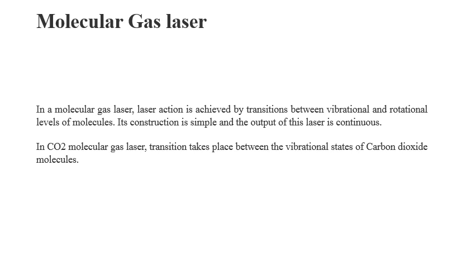Construction of this laser is simple and output of the laser is most of the time continuous because it is a four-level laser. Upper lasing level and lower lasing level both are there. We never use ground state as a lower lasing level. That is why it is called four level. The transition takes place between vibration states of carbon dioxide molecules.